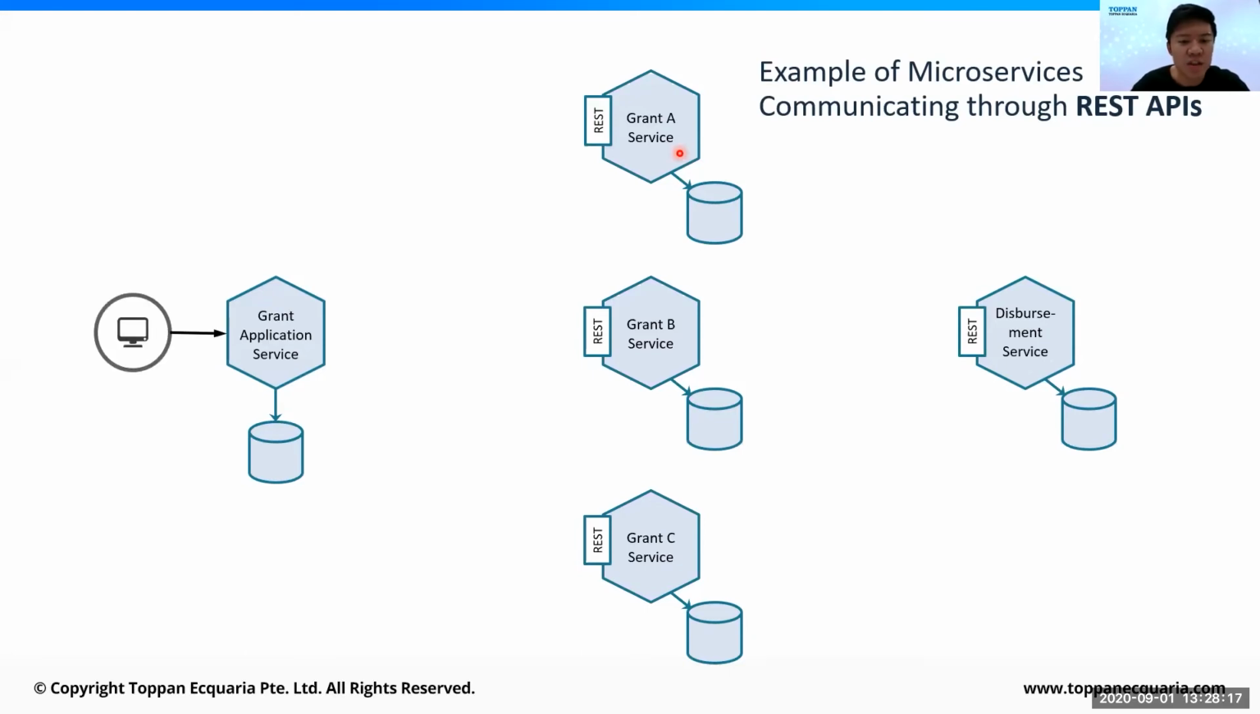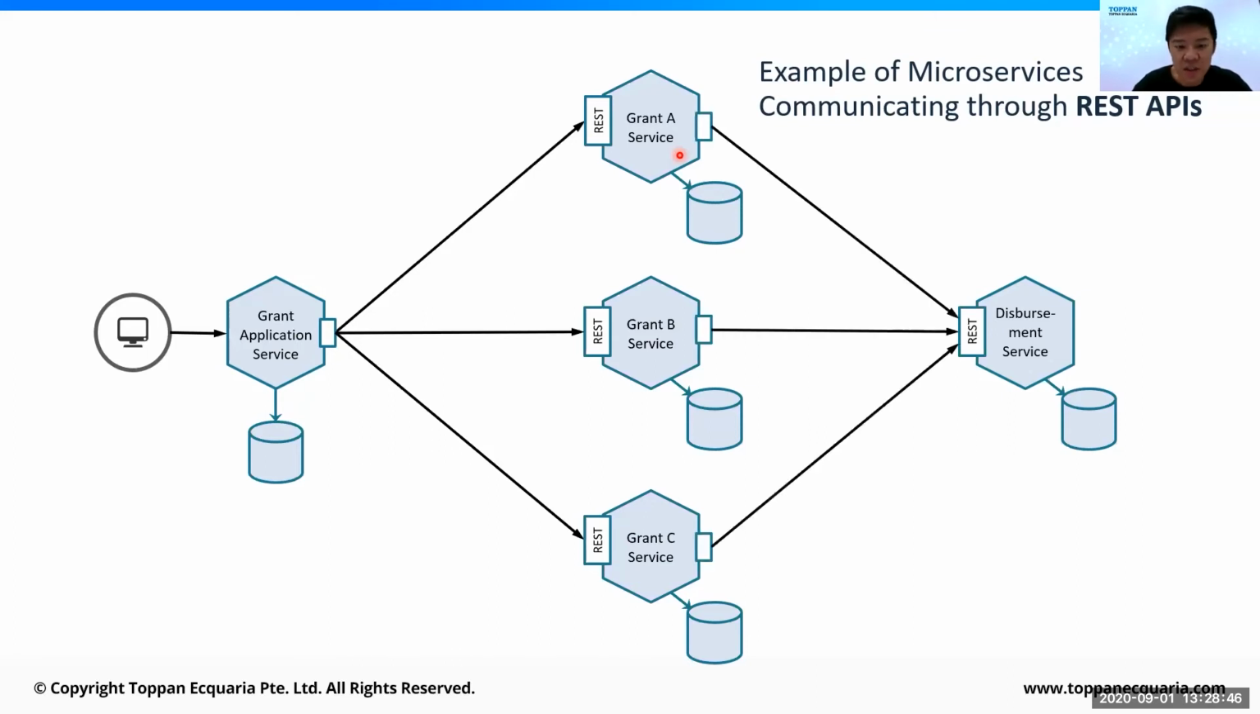When an applicant submits applications, they submit through the grant application service. Depending on the type of grants applied, the grant application service may integrate with the respective grant services to create the relevant grant applications. For example, if the applicant applies for all three types of grant, the grant application service will call the REST APIs of the respective services. And once the application is processed, the respective grant service will then call the disbursement service REST API to process the disbursement. These are simple scenarios of how a grant application system will be designed using microservice architecture and communicating with each other through REST API.